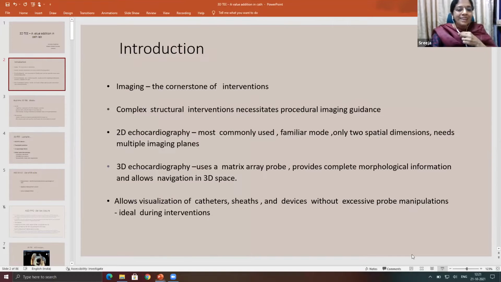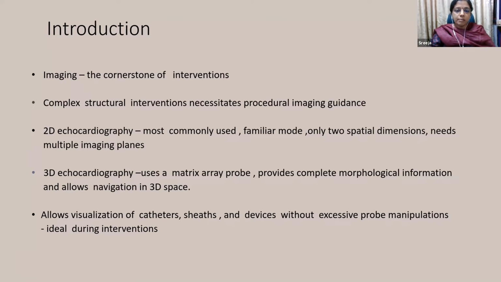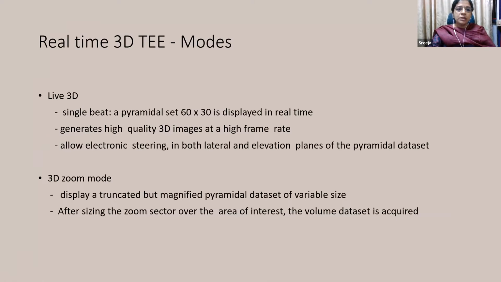Sorry. So 3D echocardiography uses a matrix array probe, and it provides complete morphological information and allows real-time navigation in a 3-dimensional space. Basically, we are able to see structures in reality. It also allows visualization of catheters, sheaths, and devices without excessive probe manipulation. This makes it ideal during interventions. So basically, real-time 3D TE is used in the cath lab, which has basically 2 modes.